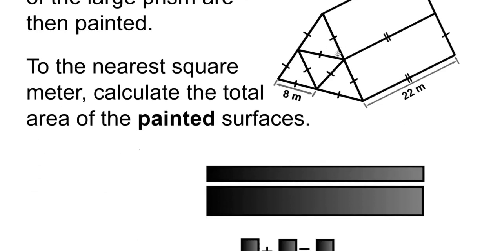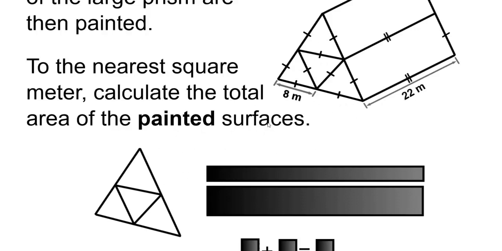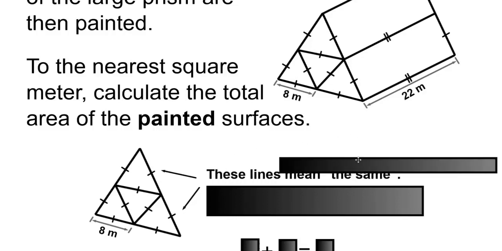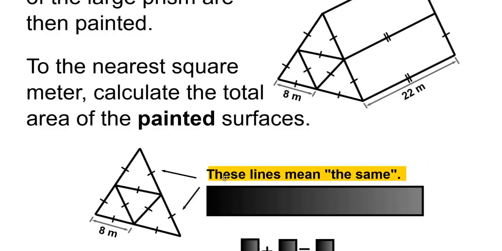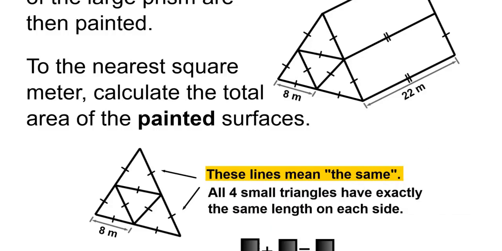We can start by finding the surface area of the triangular side of the large triangular prism. These lines mean the same. All 4 small triangles have exactly the same length on each side, and that length is 8 meters. So every one of those lines means 8 meters. There's 2 of those lines on this side, therefore this side has a value of 16 meters.